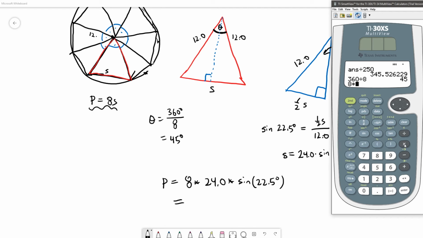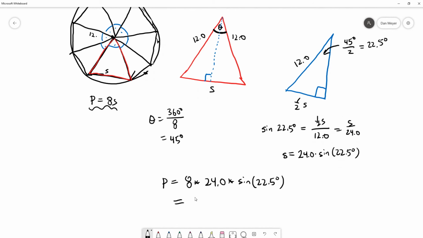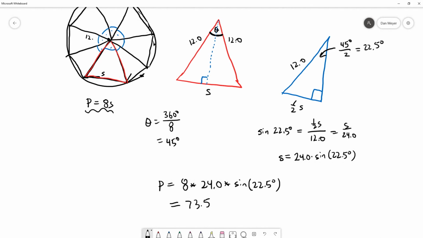8 times 24 times sine of 22.5. And since my original radius was given to me with 3 significant figures, I'm just going to go ahead and give my answer to 3 significant figures. And so that would be 73.5. What were our units here? 73.5. I think our units were centimeters, maybe? Centimeters, yeah.